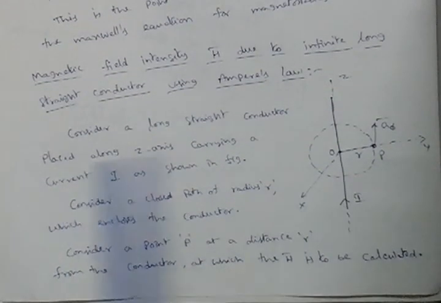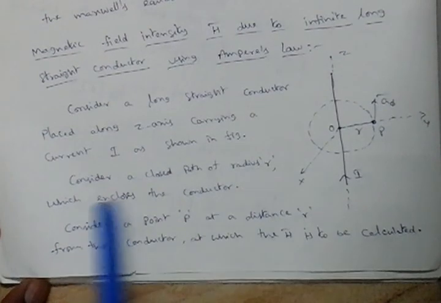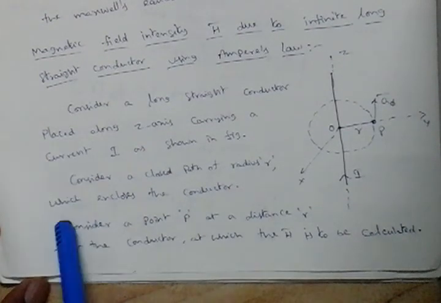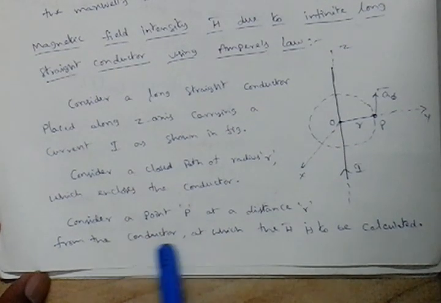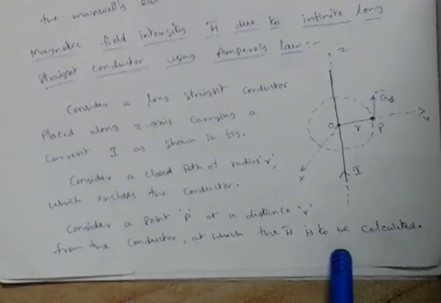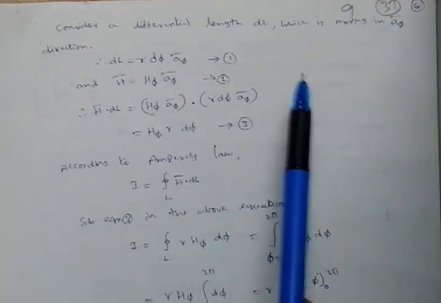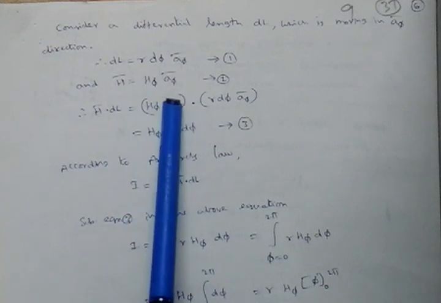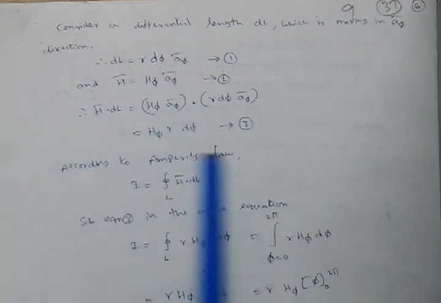Now see here, the conductor is placed along the z-axis, through which the current I flows. Consider a closed path of radius r which encloses the conductor. Consider a point P at a distance r from the conductor at which the H bar, that is the magnetic field intensity, is to be calculated. Next, consider a differential length dl moving along the same d phi direction. So dl is equal to r d phi a phi bar and H bar is equal to H phi a phi bar. H bar dot dl is finally H phi r d phi.